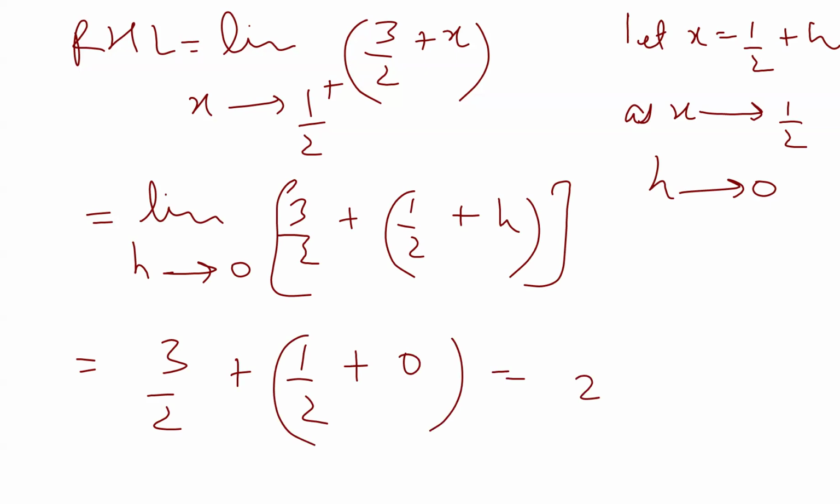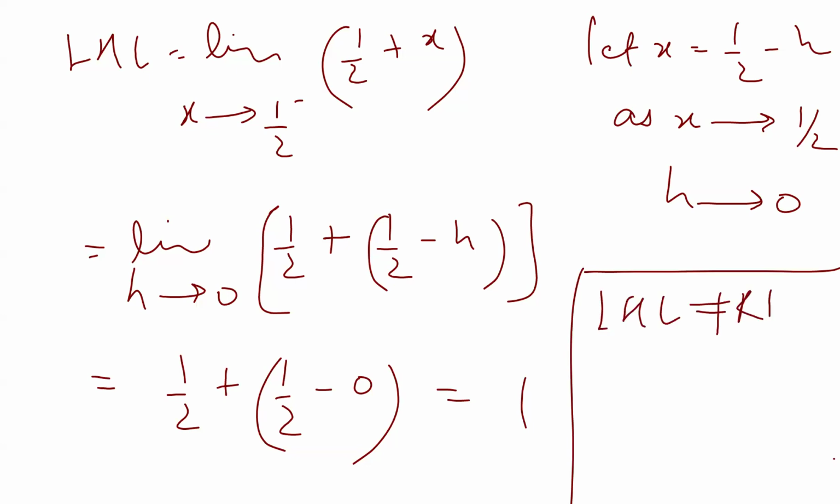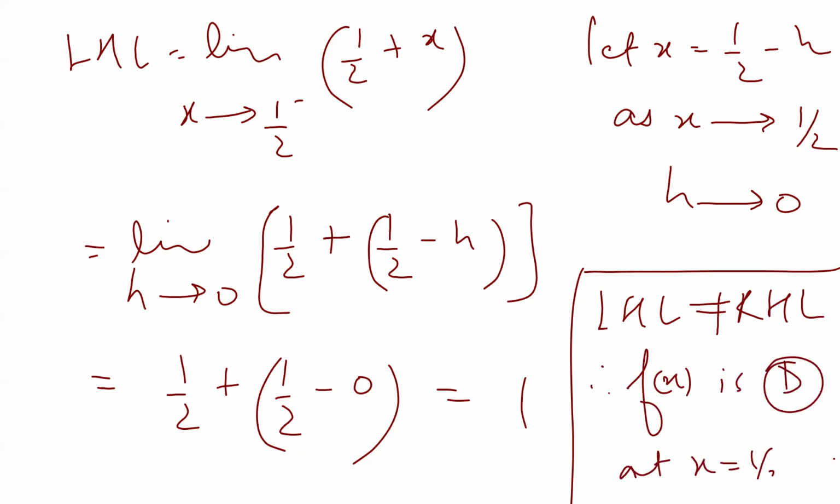Now in this case, LHL, obviously it is not equal to RHL. 1 is not equal to 2. So it is discontinuous. You can just frame it up over here. LHL not equal to RHL. Therefore, f of x is discontinuous at x is equal to half. This was your question number 8.